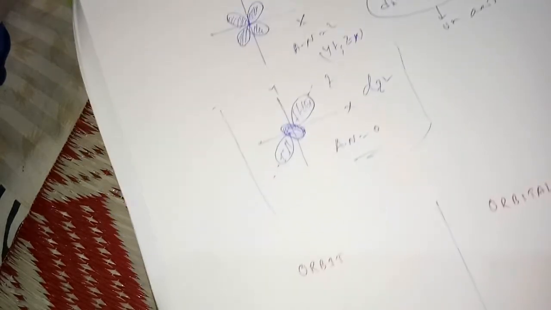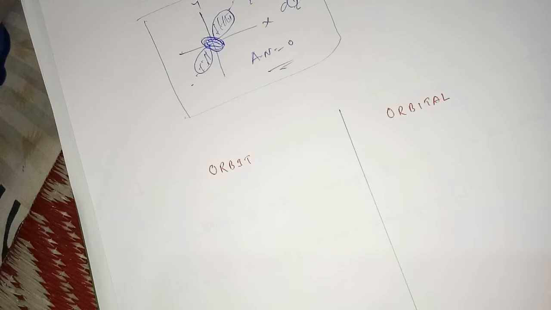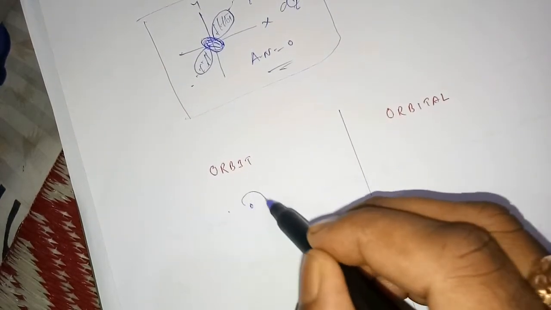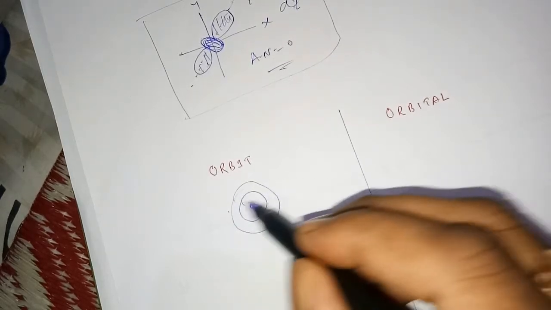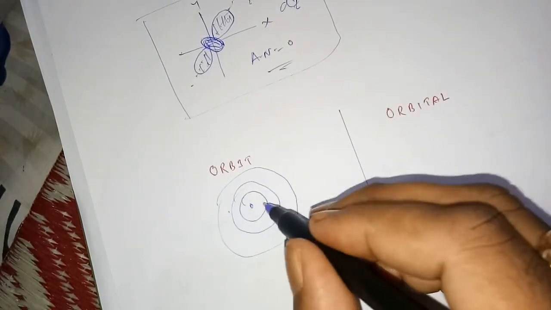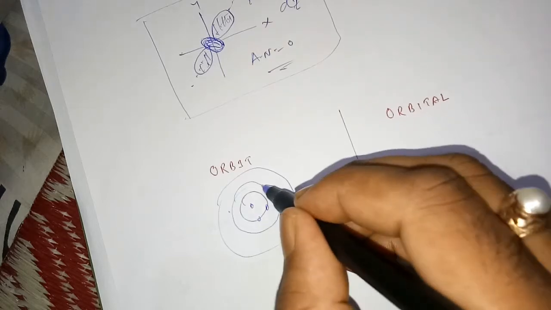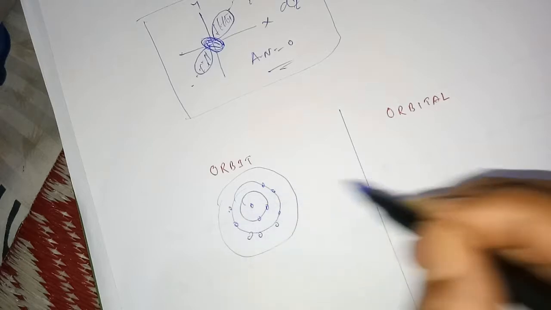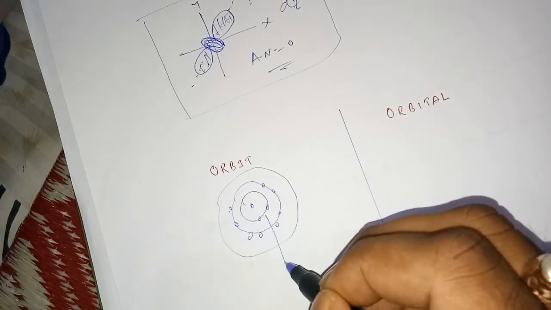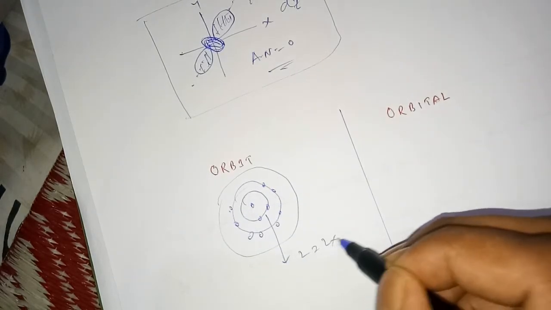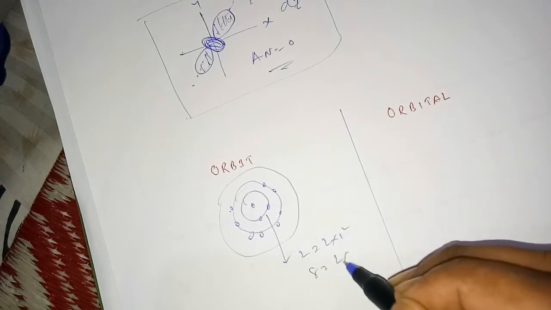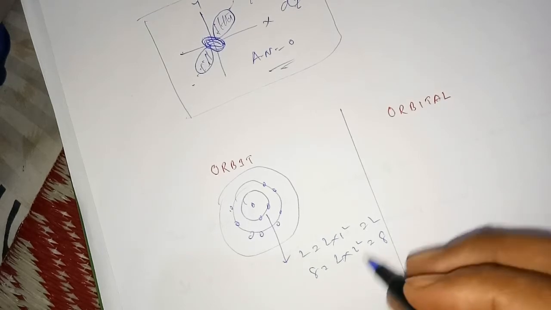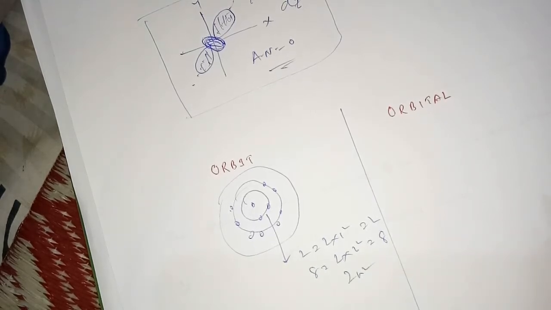After that, student, we are taking the difference between orbit and orbital. Orbits, as we have learned, the first orbit consists of 2 electrons, and the second orbit consists of 8 electrons. First orbit contains 2 electrons, means 2 into 1 square. Second orbit 8 electrons, means 2 into 2 square. So that rule is governed by 2n square.